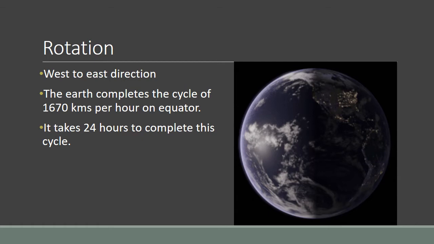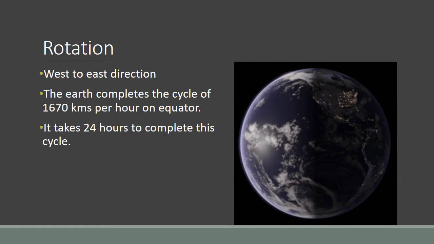The Earth rotates at a speed of 1670 kilometers per hour on the equator. Now, what is the speed? It is 1670 kilometers per hour. That is the speed at which the Earth rotates. This speed has played an important role in shaping the Earth's orange shape.